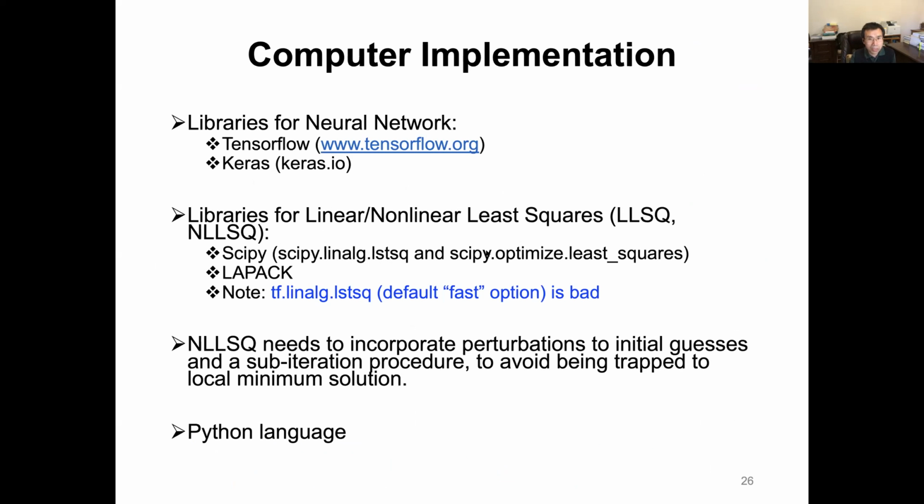The nonlinear least squares is also from the SciPy implementation, which is basically a Gauss-Newton method plus a trust region. Now, the linear least squares with TensorFlow with the default fast option is very bad. The accuracy is very poor. Another important point with the nonlinear least squares is that you need to incorporate some routines for perturbation in order to prevent the solution from being trapped in a local minimum. So those are some important points.